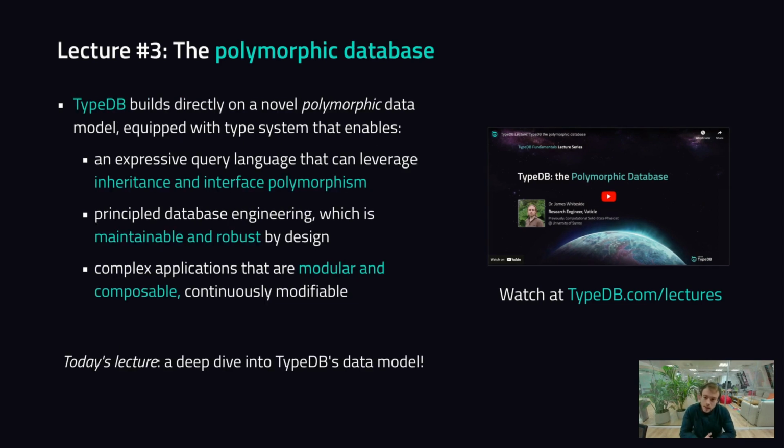Then finally, in the third lecture, we met TypeDB, the database we're building here at Vatical. TypeDB is a database that builds directly on a novel data model, a polymorphic data model, and is also equipped with a type system. And the type system enables, in particular, an expressive query language that can leverage the inheritance and interface polymorphism in the type system.